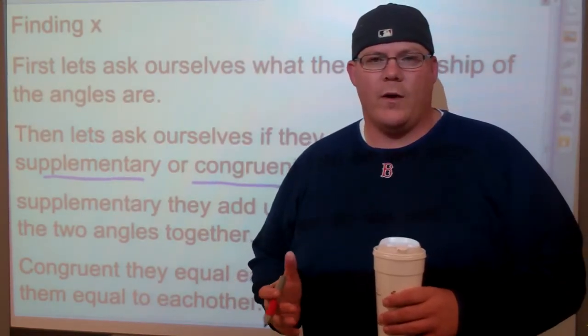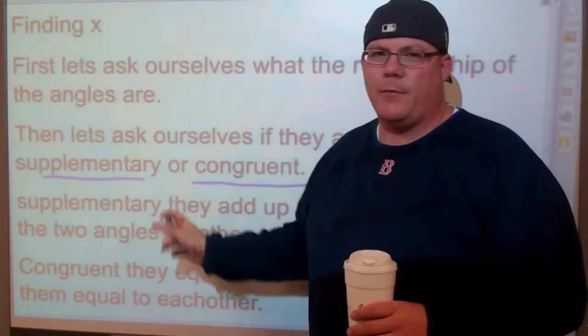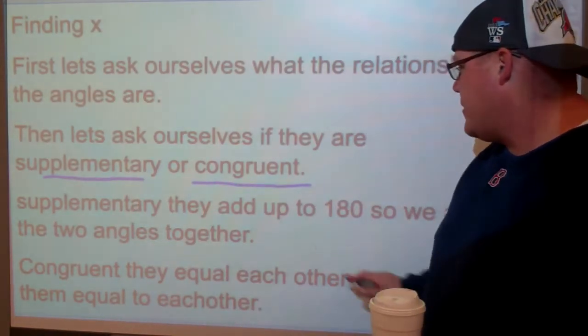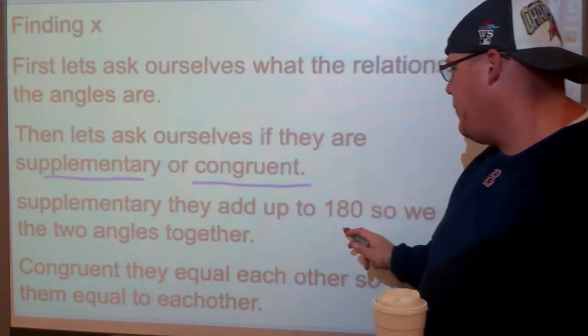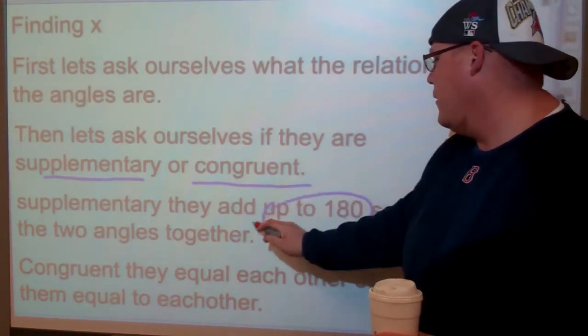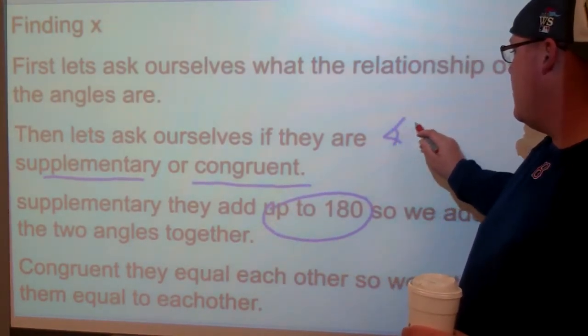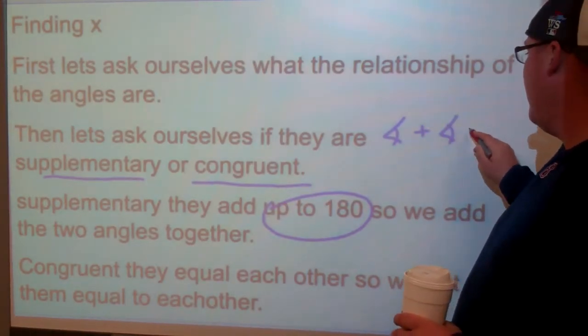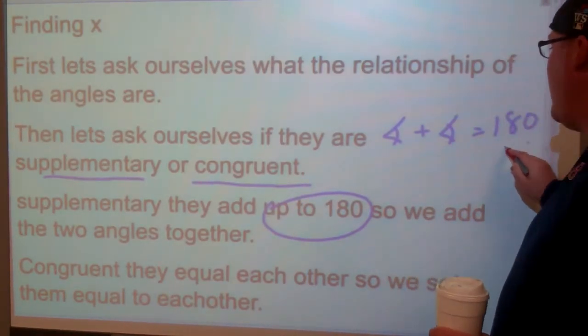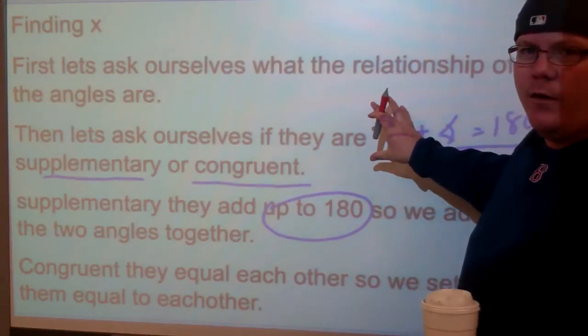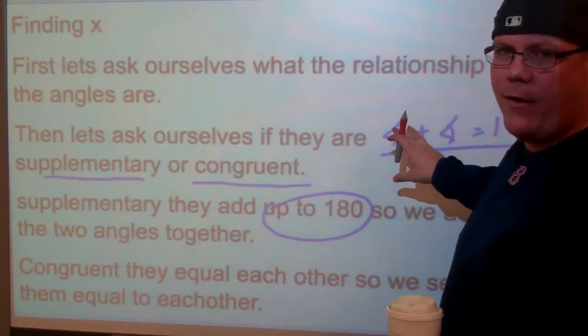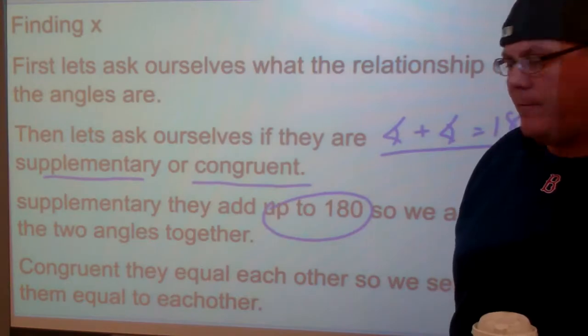So there's no one way to do it. There's 2 different ways depending on supplementary or congruent. If they're supplementary, I know that supplementary angles add up to 180. So I need to set those angles added together equal 180. So I would take the value of one of the angles, add it to the value of the other angle, and set them equal to 180.